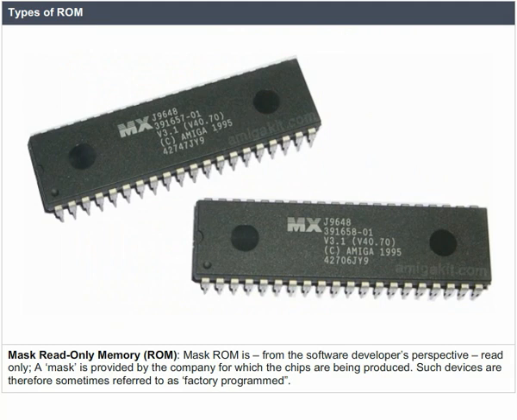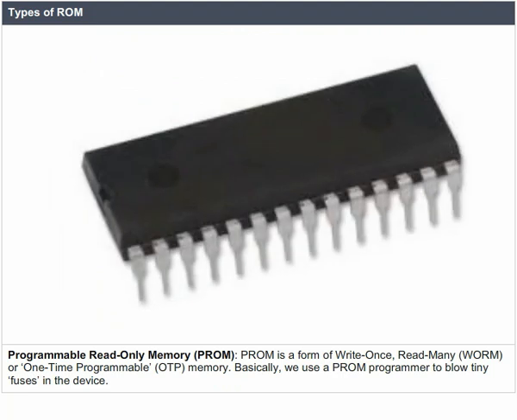Types of ROM. Masked read-only memory. Mask ROM is, from the software developer's perspective, read-only. A mask is provided by the company for which the chips are being produced. Such devices are therefore sometimes referred to as factory programmed. Programmable read-only memory, PROM. PROM is a form of write once, read many, that is WORM, or one-time programmable, OTP, memory. Basically, we use a PROM programmer to blow tiny fuses in the device.